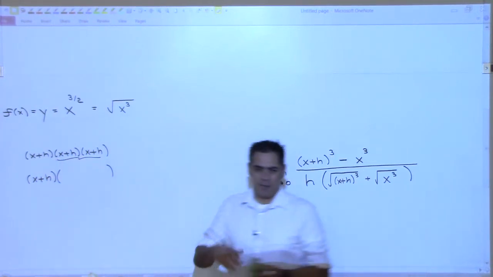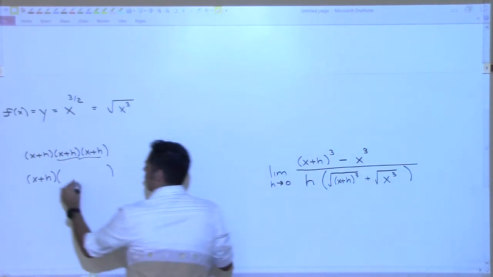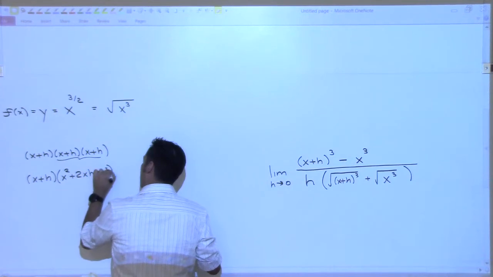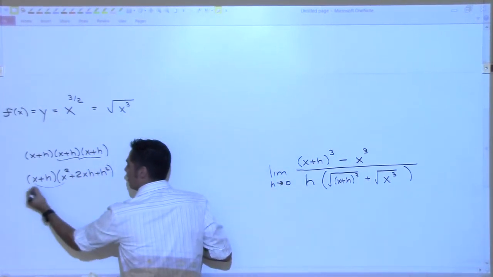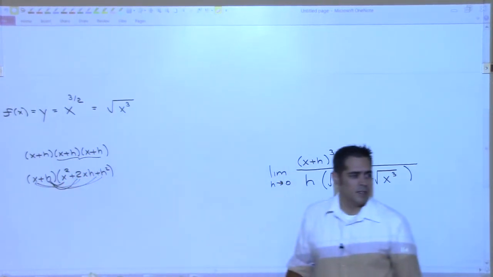So if I multiply, I'm going to trust that you could do that, right? Multiply it out, collect like terms, you would get x squared plus 2xh plus h squared. And then you have to multiply this times this, so you go here, here, here, here, here, here, here, here, here, here, here, here. So 6 multiplications.